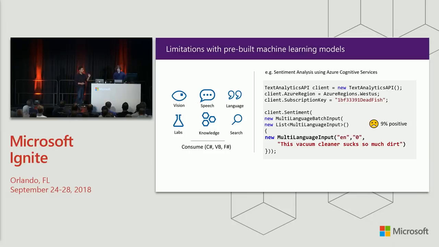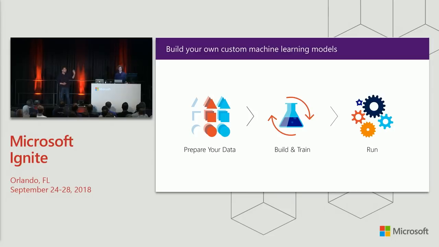But for some other scenarios, you need to be able to build your own models. The steps required to build your own models start with your data. In the vacuum cleaner example, you want to start with your own domain data set, train and build your model with that data set, and then run and deploy that in production at scale.